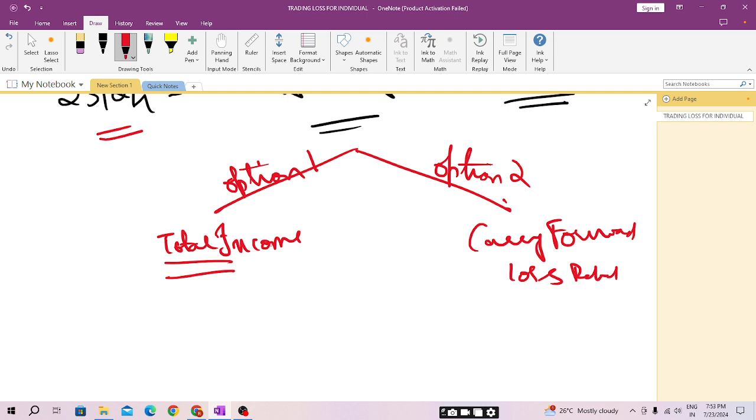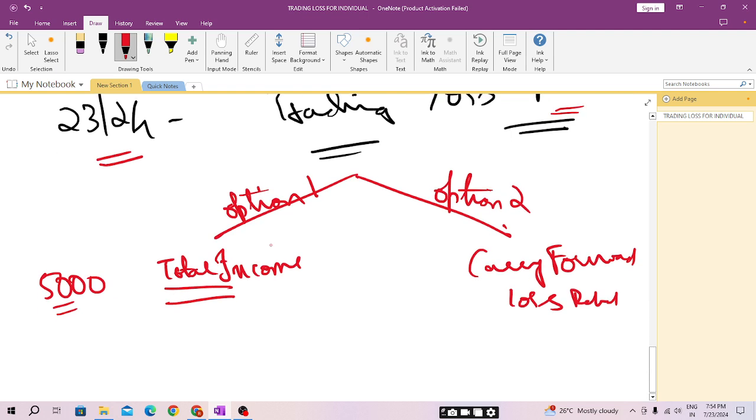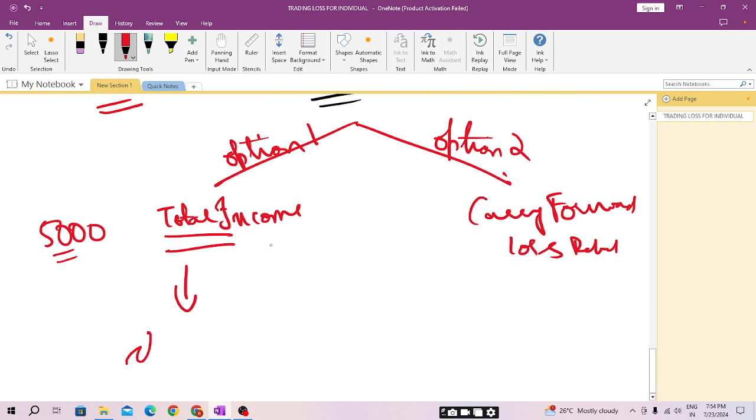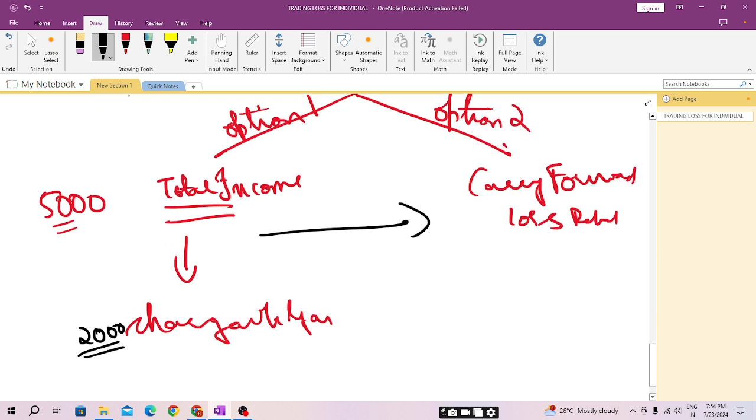So students, we will take an example. Our total income is 5,000. So our loss is 10,000 and we can set off 5,000. After setting off against the total income, we have a further option. Either we can set off against the chargeable gains or we can carry forward it to the next year. These are the two options available. So let's take an example where the chargeable gain is 2,000. So further 2,000 we can set off.